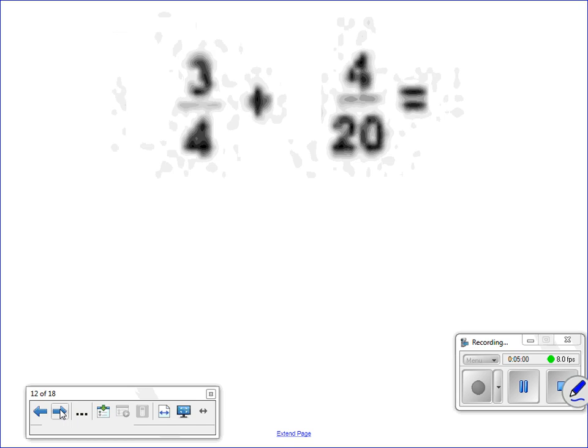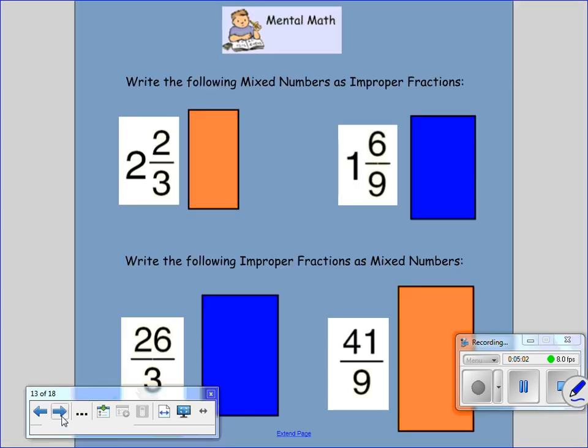Can't really read that one, so we'll skip that one. We'll skip these. I think you get the hang of it. Writing improper fractions. That means, remember, we're multiplying, then we're adding. 3 times 2 is 6, plus 2 is 8/3. 9 times 1 is 9, plus 6 is 15/9.